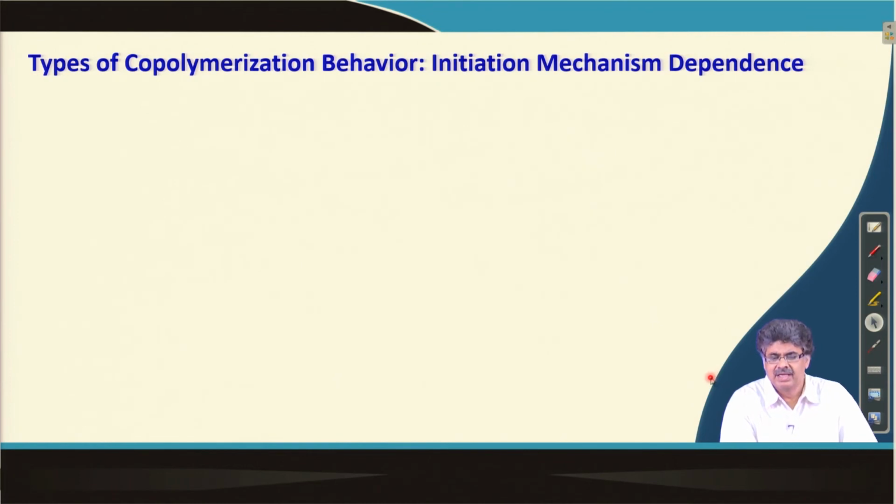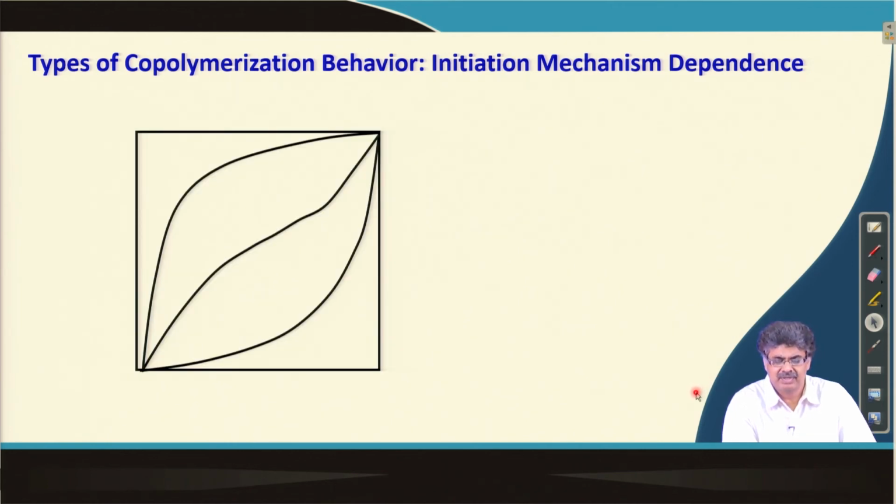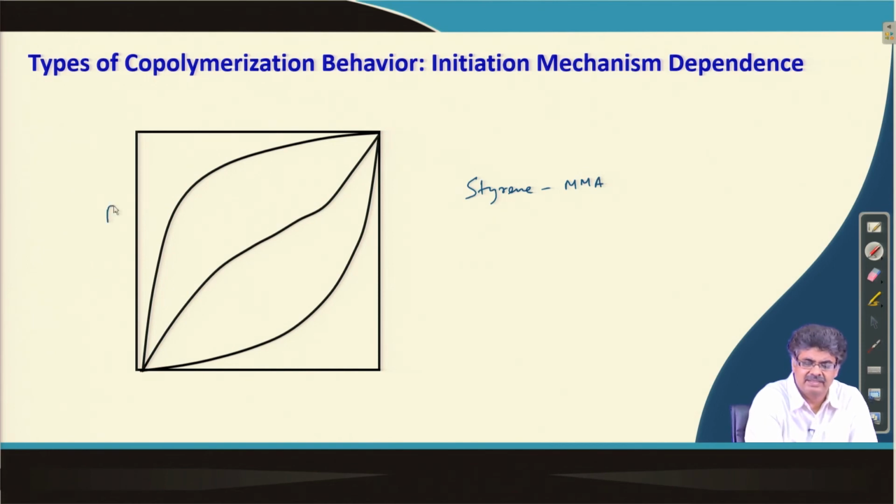Now, the R1 R2 value will also depend on the type of initiation. For example, if I consider a case of styrene, copolymerization of styrene and methyl methacrylate, this is F1 and f1, where M1 is styrene.